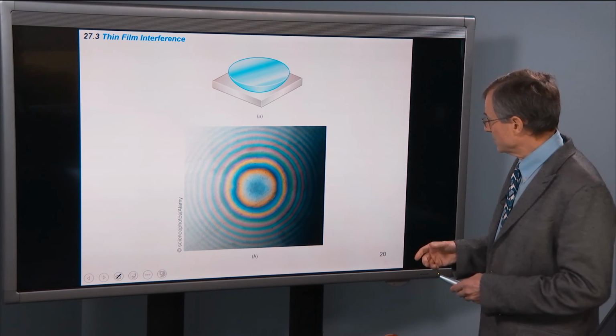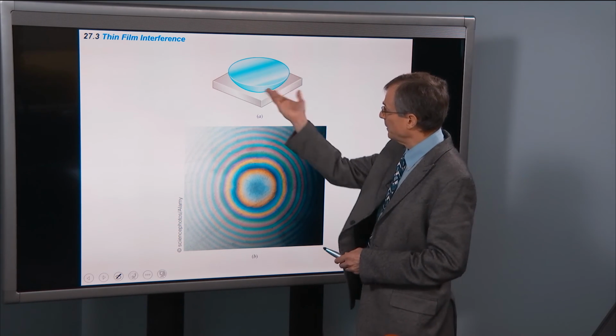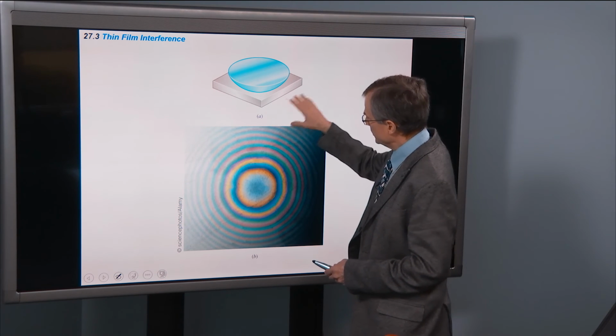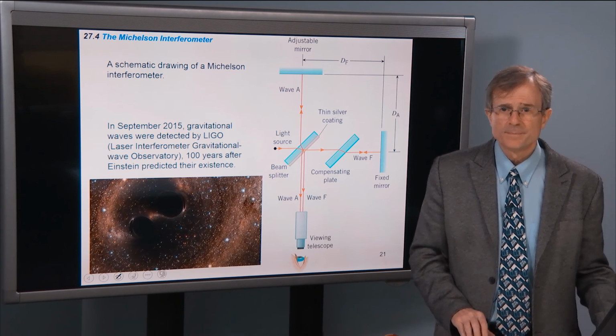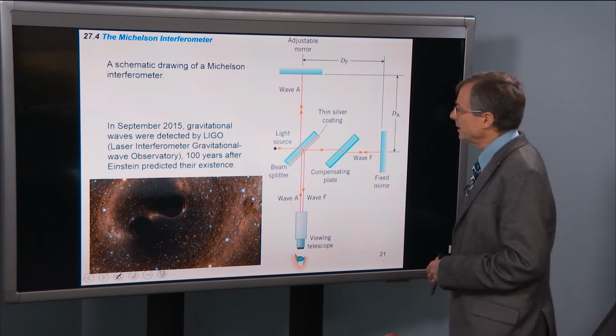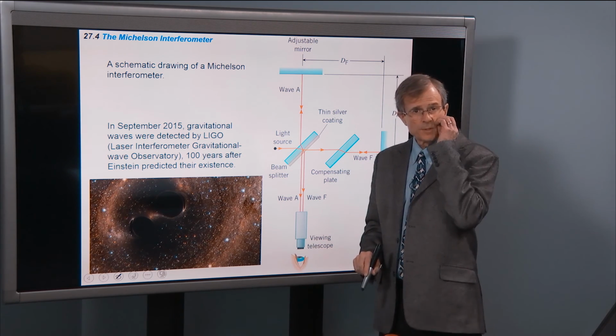You can also do this in a circular way. You've got a bowl-shaped piece of glass. You put it on a surface. You can see these circular fringes in this case. A Michelson interferometer also uses interference fringes.